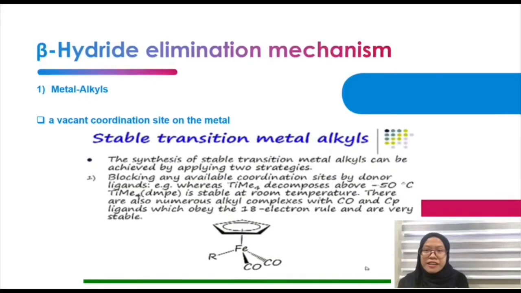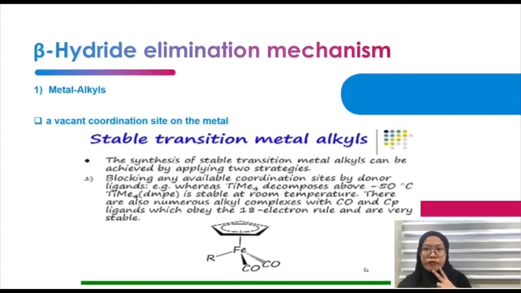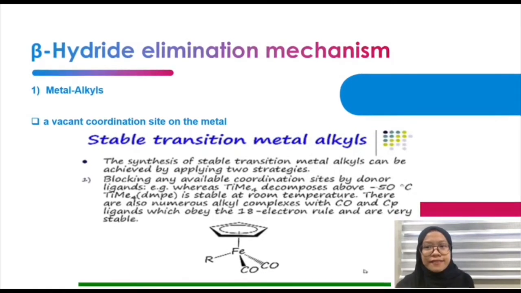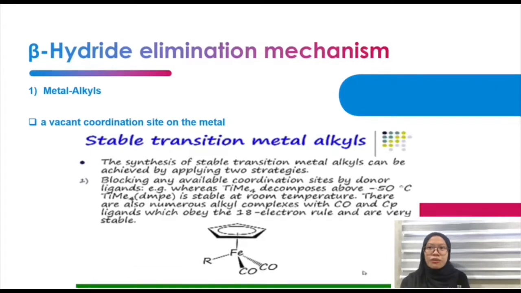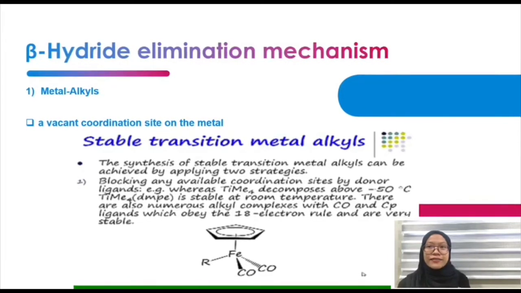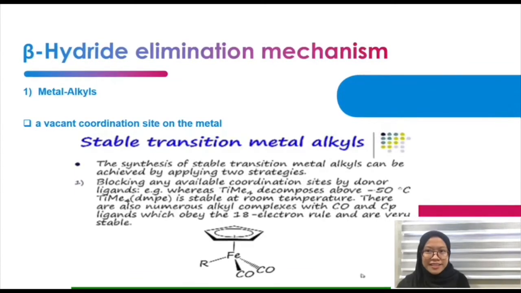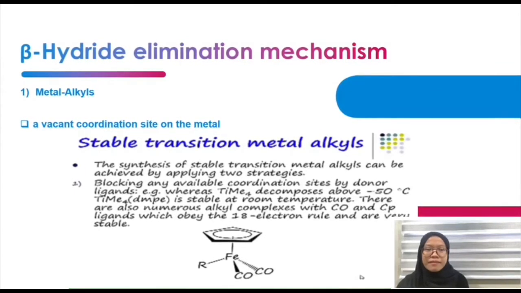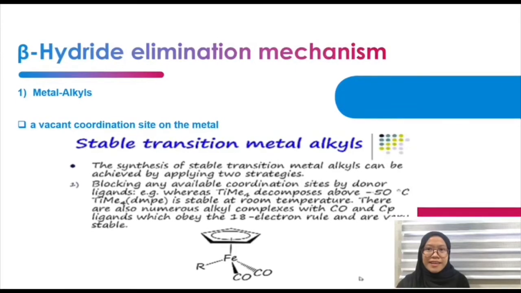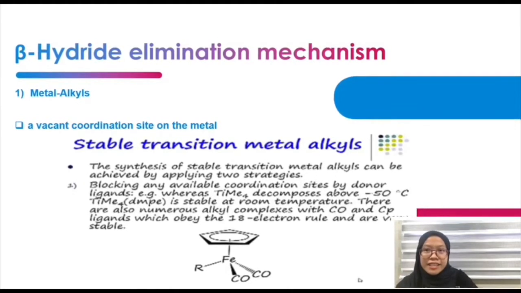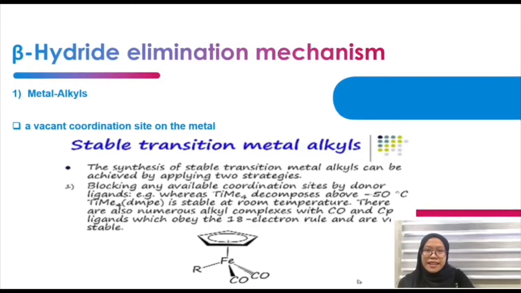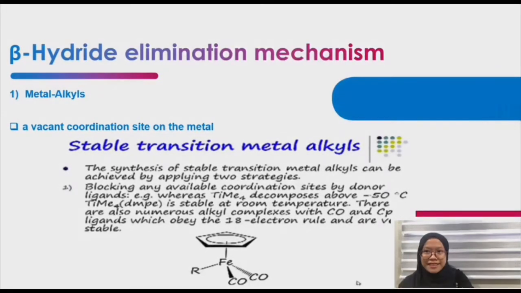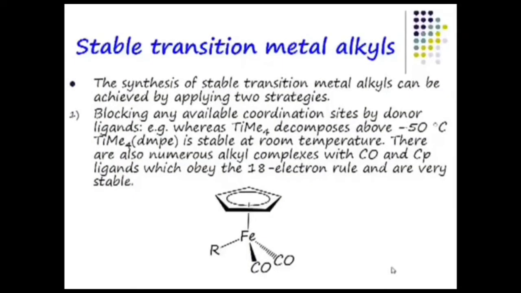In the beta hydride elimination mechanism, there are two types of groups that can take part. First, metal alkyls, and the second one is metal aryls. First, I would like to explain metal alkyls. In metal alkyls, there are two types of mechanism that take place. First, a vacant coordination site on the metal, and the second one is a vacant orbital on the metal. A vacant coordination site on the metal is a stable transition metal alkyl, and works as follows: essentially it goes to 18 electrons.